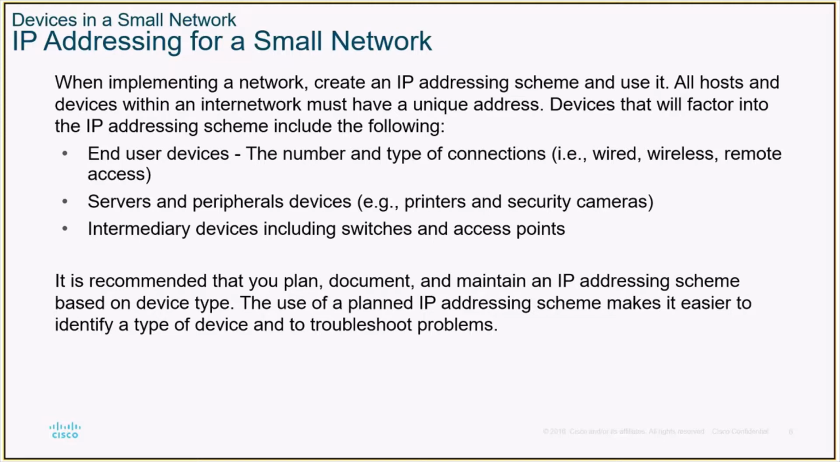Okay, so addressing for a small network. When implementing a network, creating an IP addressing scheme and using it, of course, is one thing you've got to do. All hosts and devices within a network must have a unique address. Devices that will factor into the IP addressing scheme include the following. So all of your end user devices, and they could be wired, wireless or remote. Servers and peripherals, and of course they may well have static IP addresses. And of course the intermediary devices being switches, access points and probably a router or two.